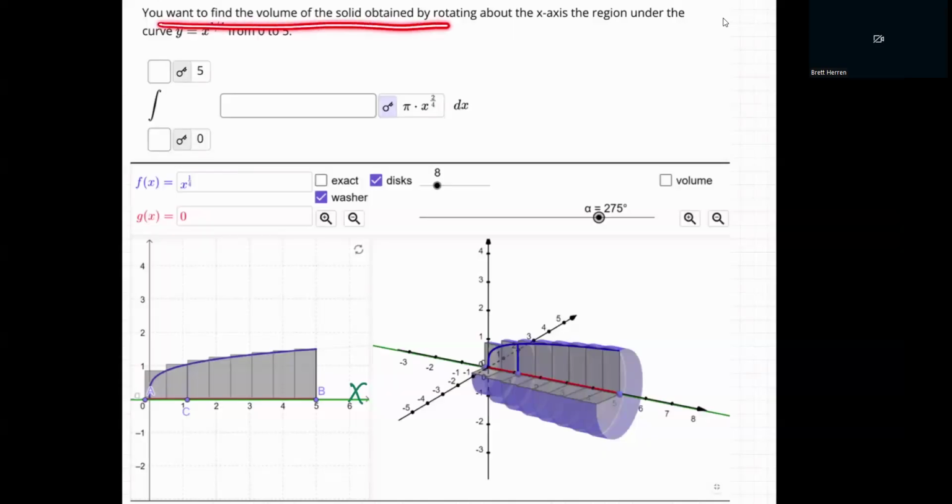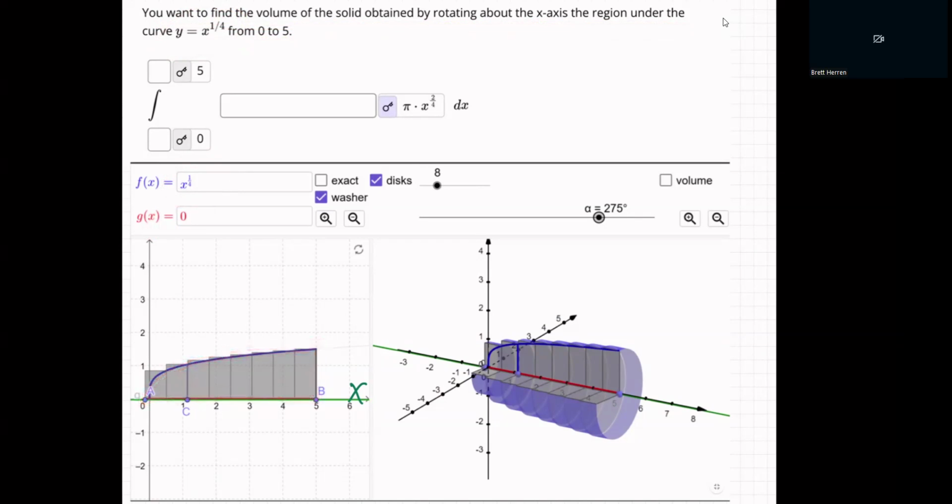We want to find the volume of the solid obtained by rotating about the x-axis the region under the curve y equals x to the 1/4 from 0 to 5. So I went to our disk washer program. I put in f of x is x to the 1/4, g of x is 0 because we want the region under it. That means all the way down to 0. And then it graphed right here, a two-dimensional flat image.